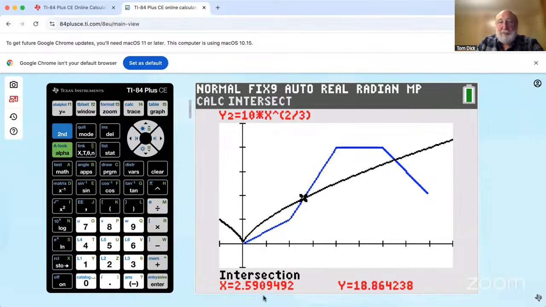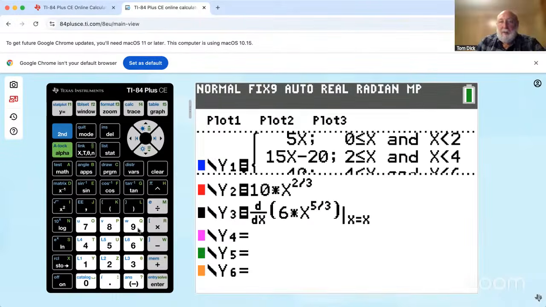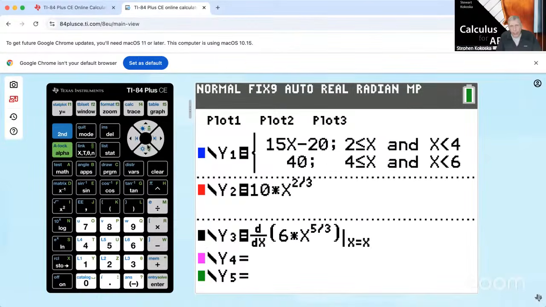Okay. So I think that's it. I have one more thing maybe we could try, if you would. Sure. Would you go to the y equal menu just for a second? Absolutely. Here we go. Okay, let's turn off y2 and y3.